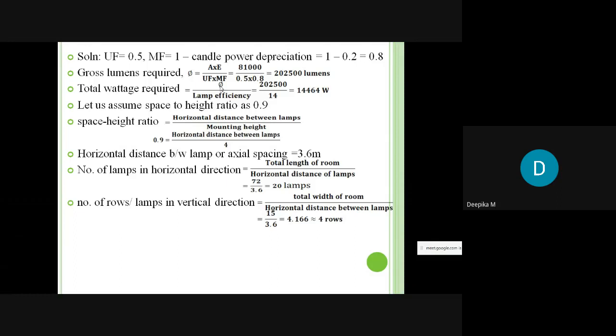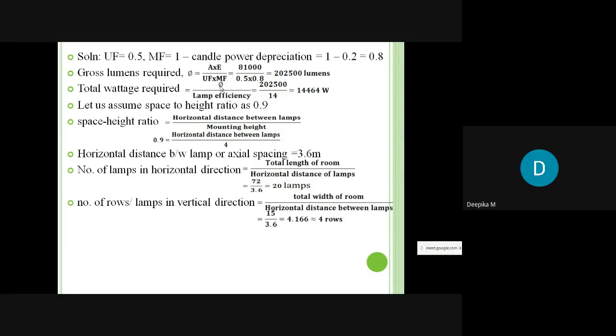So now we have got to know that there are 20 lamps, that is in the dimension of 72 meter and in 15 meter. There are 20 lamps in 72-meter distance, and there are 4 lamps in width direction. So that means what? There are 20 columns and 4 rows. So 4 into 20 means what? There are 80 lamps.